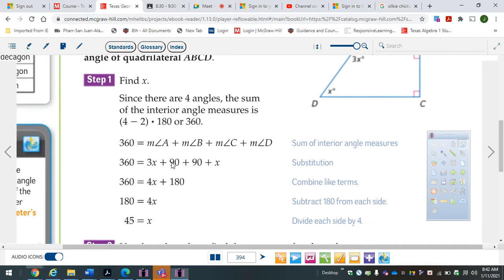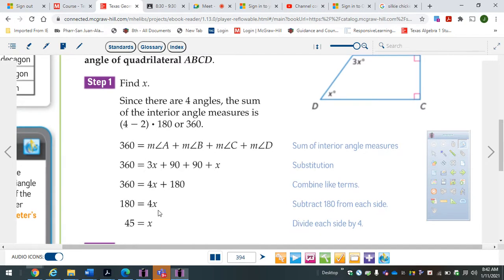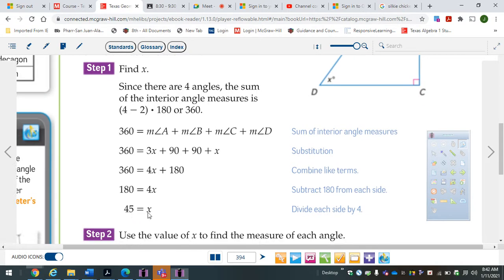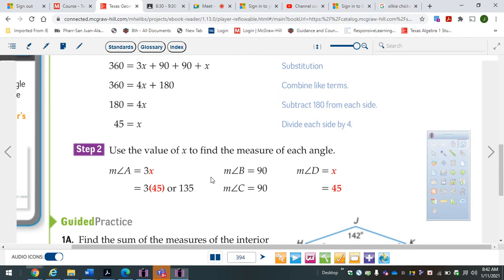I'll show you the way they did it. I would have gotten rid of these and said it's equal to 180, but they say 360 equals the 4 angles: 3x plus 90 plus 90 plus x. That gives you 4x plus 180. Subtract 180, so 180 equals 4x, divided by 4, so x is equal to 45. So these are 90 and 90, this one's 45, and this one's 3 times 45, which is 135. And there it is.